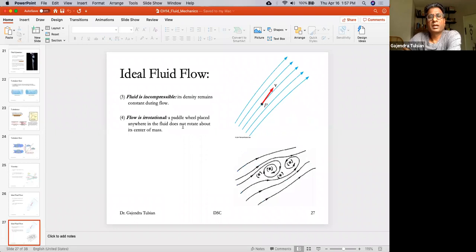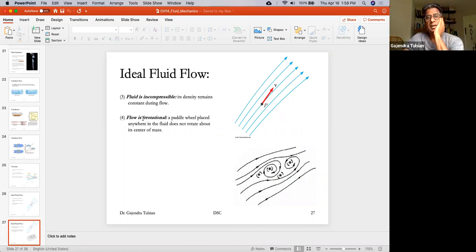Okay, and then the fluid is incompressible. So water is pretty much incompressible, at least for the pressure changes we encounter. So the volume of the water doesn't change.